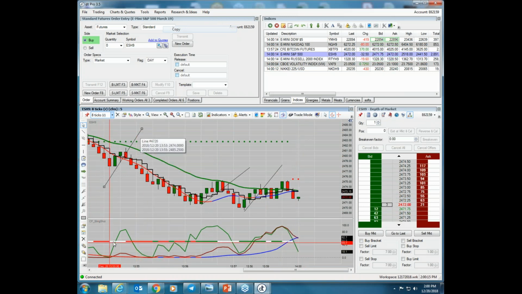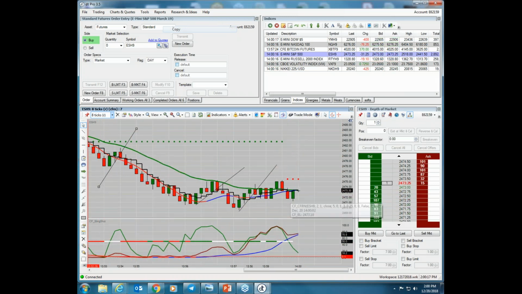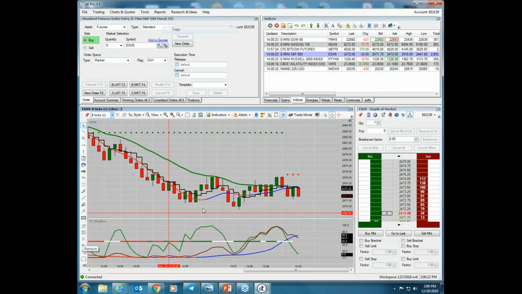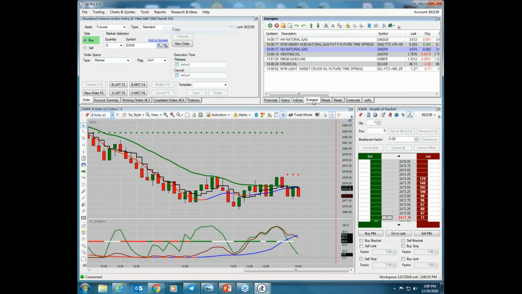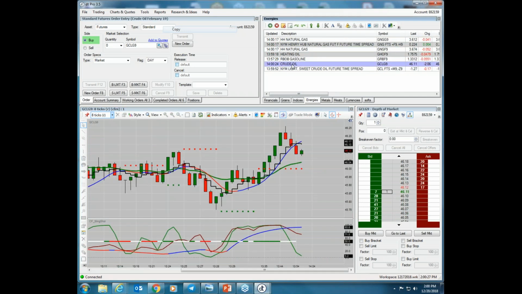All right, so here's another point, guys. If you have a bunch of trend lines drawn here, a quick way to get rid of them is hit the select all button and then hit the black X and we'll get rid of them. Okay. Let's switch guns. Here's crude oil.